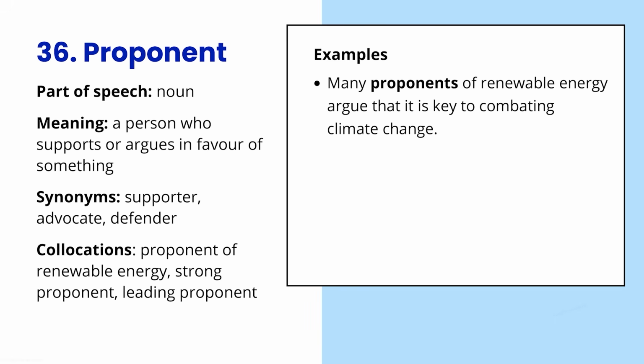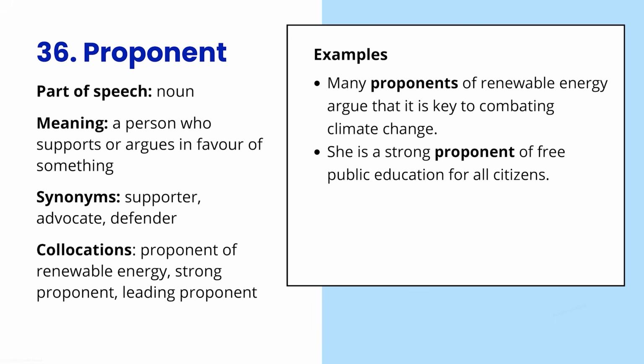Examples: many proponents of renewable energy argue that it is key to combating climate change. So this means that many people who support renewable energy argue that... She is a strong proponent of free public education for all citizens. So this means she's a strong supporter of free public education. So instead of always saying I support or I am a supporter of or I believe this, I believe that, you can use I am a proponent of to sound more formal and academic. It's a really professional word and it works really well in IELTS essays when you're giving your opinion about something.